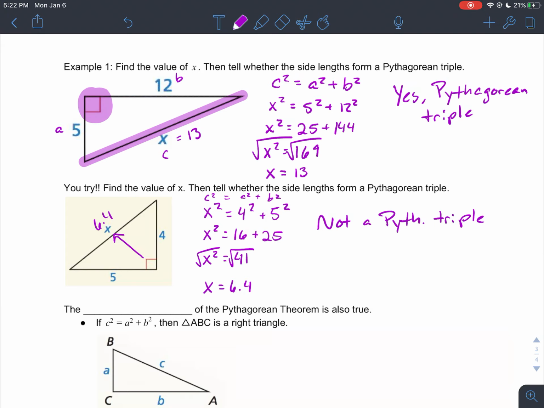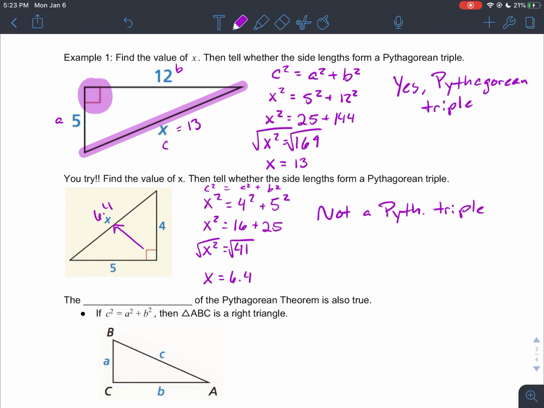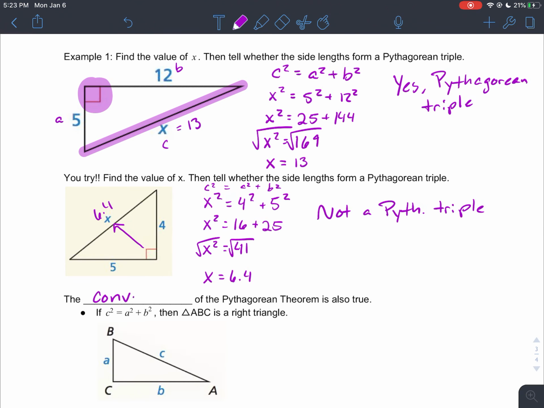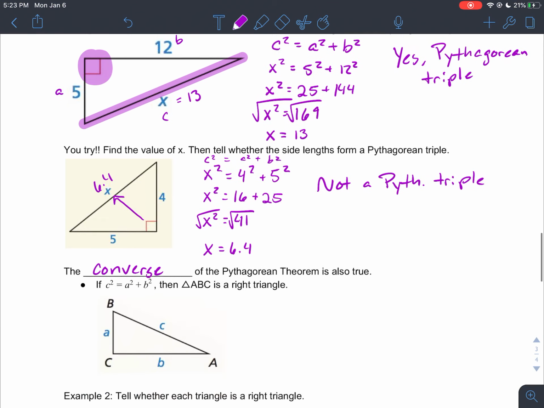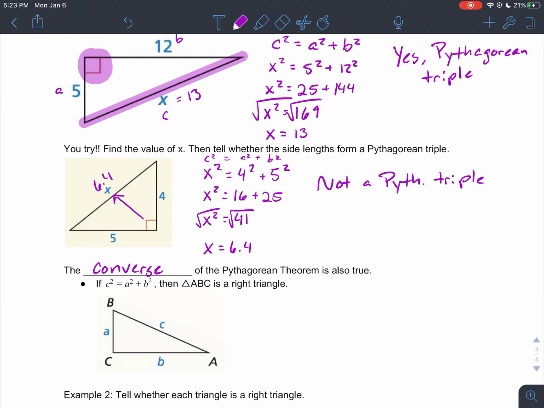Okay. All right. So going to jump back to chapter 2 in our brains. The Pythagorean theorem says that if a triangle is a right triangle, then c squared equals a squared plus b squared. Going back to chapter 2, the converse of the Pythagorean theorem is also true. So remember, converse means we swapped. So if you have a triangle and c squared equals a squared plus b squared, then you know that that triangle is a right triangle.